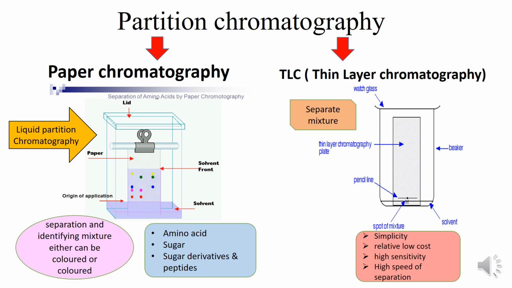Thin layer chromatography is used to separate a mixture by using a thin stationary phase supported by an inert backing. The reason why TLC is widely used in industry is its simplicity, relative low cost, high sensitivity, and high speed of separation.